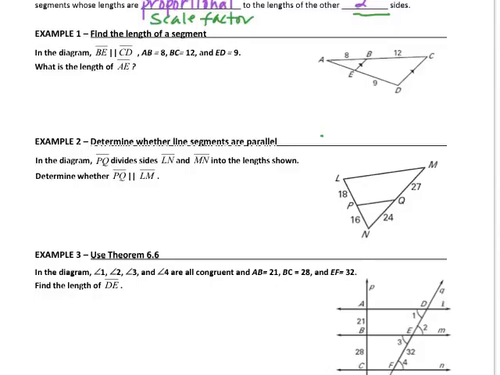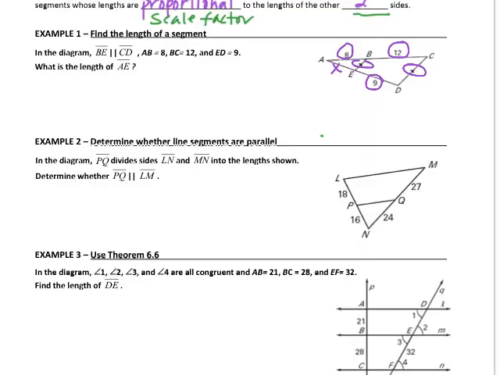All right, so for example number 1, it says find the length of a segment. In the diagram, segment BE is parallel to segment CD, and we see the markings on the diagram here. It says that AB is 8, BC is 12, and ED is 9. But we need to find this missing length from A to E.